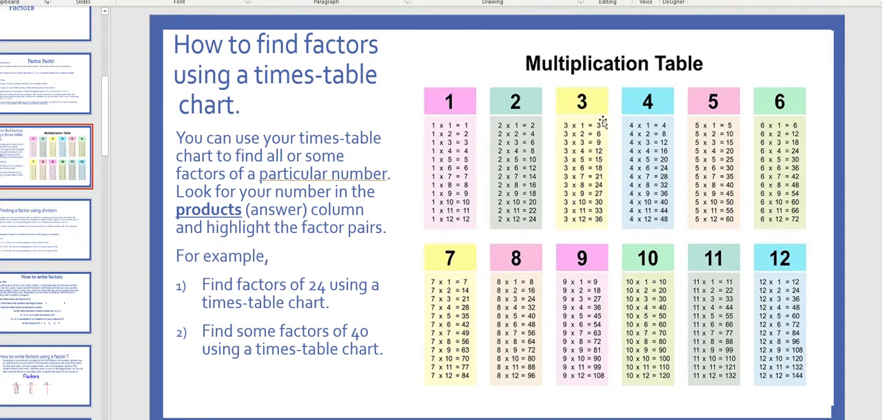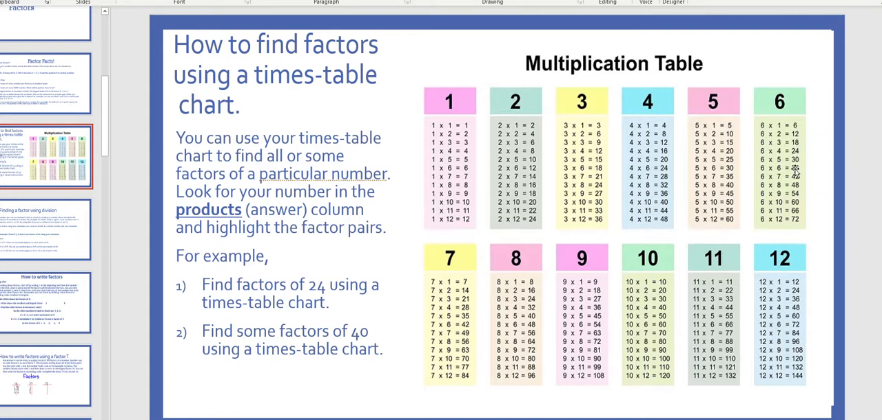If I go to my 3 column, I can see I've got 3, 6, 9, 12, 15. Oh, there we go. There's 15, which means 3 and 5 are factors of 15, and they're a factor pair. So 3 times 5 is 15. If I go to my 4 column, I can see there's no 15 in the products column, so no. In the 5 column, I can see 15 there as well. And I've got the same numbers, just in a different order, 5 times 3. So I still have the same factors, 5 and 3, but nothing different.